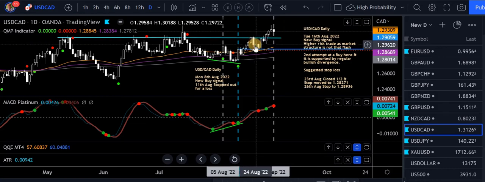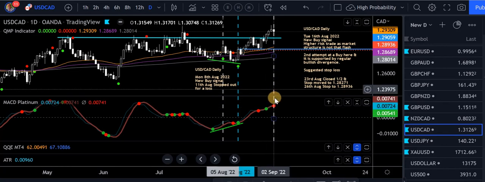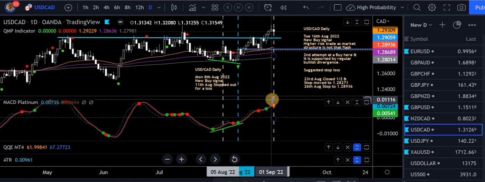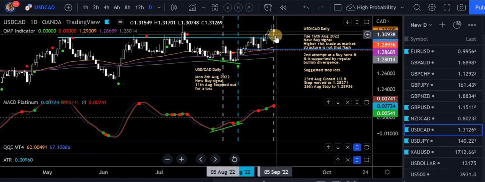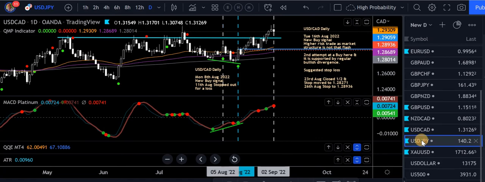So it picked up a drop down and it's powered back up again, but it looks like it's heading down again. We've got a warning signal here. Red dot on the MACD platinum above the zero level, so I'm back in sell mode. That's the USDCAD. It sort of wants to break this high here, but it's struggling to see if it becomes support or comes back through it again.